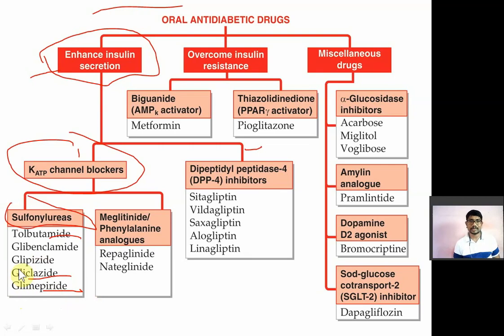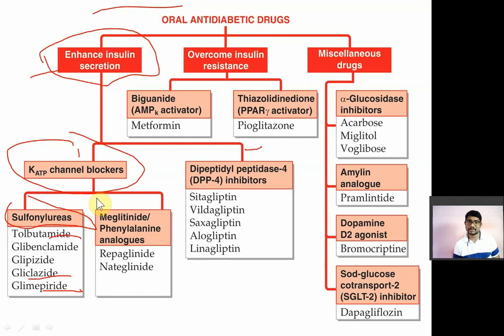Okay. So these are nothing but the sulfonylureas. They have a structure like urea and sulfur dioxide, SO2, NH, CO, NH2. Sulfonylureas: tolbutamide, glibenclamide, glipizide, gliclazide, and glimepiride. Amide, zide, and pyride. These are the sulfonylureas.